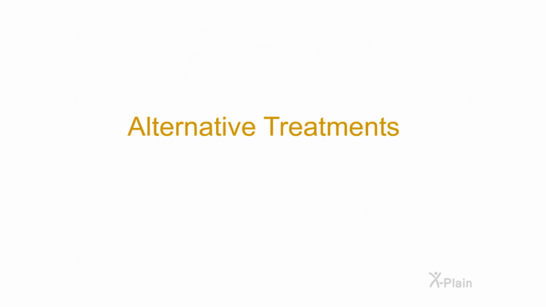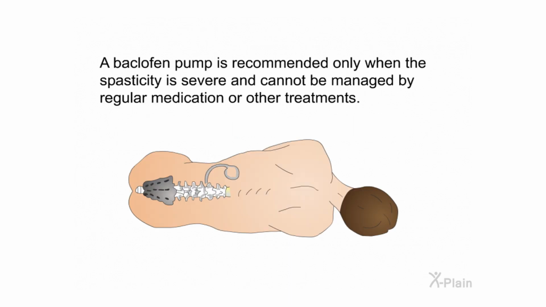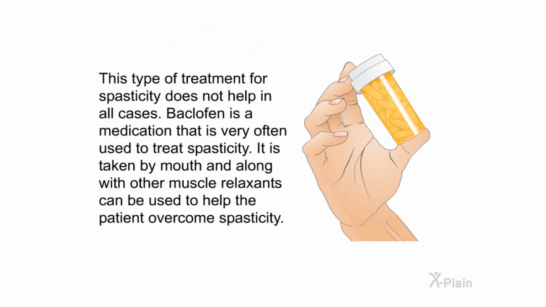Alternative treatments. A baclofen pump is recommended only when the spasticity is severe and cannot be managed by regular medication or other treatments. This type of treatment for spasticity does not help in all cases. Baclofen is a medication that is very often used to treat spasticity. It is taken by mouth and, along with other muscle relaxants, can be used to help the patient overcome spasticity.